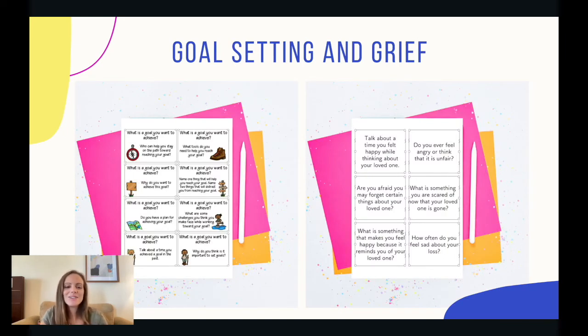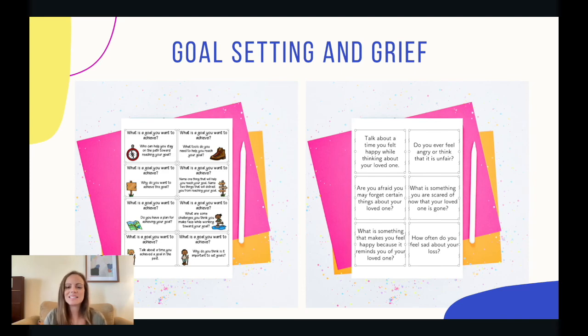Then goal setting and grief. So goal setting is asking them what's a goal they want to achieve, and then more specific questions about it. Who can help you achieve that goal? What tools do you need to achieve that goal? Do you have a plan for achieving your goal? And then grief, these are just good ones to have on hand. If you have a grieving kiddo come in that you're not expecting and you just need to pull something out, it has questions about their loved ones, about their feelings, if they ever think it's angry or unfair. Are they afraid they may forget things? What's a happy memory that they have?